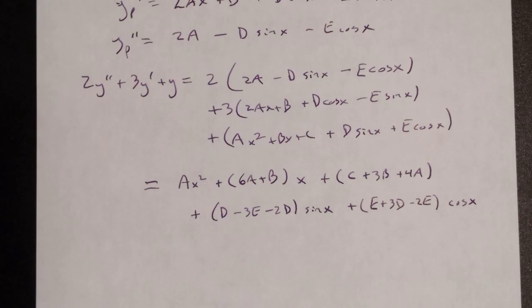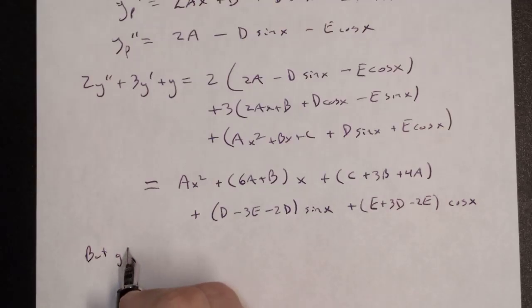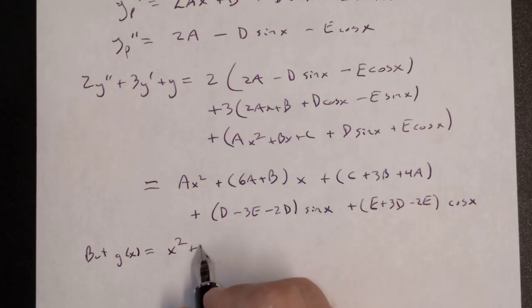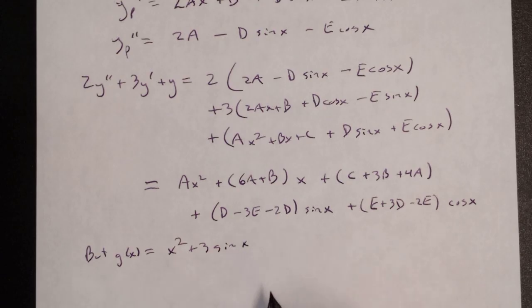What was g of x? When we set up the equation, 2y double prime plus 3y prime plus y equals stuff. What was the stuff? Cody? X squared plus 3 sine x. So that means that a is equal to 1.